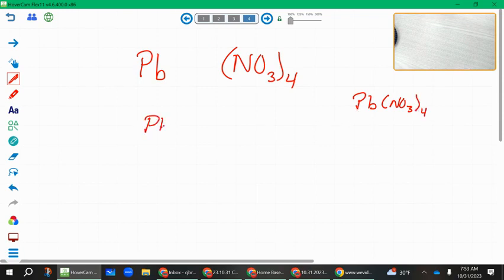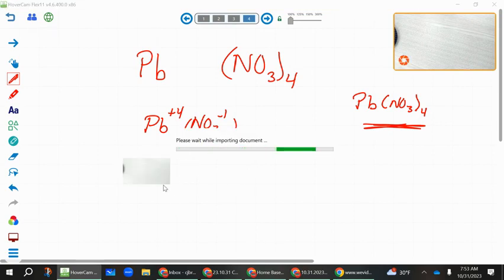Also, don't do this. Don't leave the charges in there. Don't leave the charges up above. When you're writing a final formula like this, ladies and gentlemen, there are no charges in it. They are all neutral at that point, okay? Now, we have used that charge to do the crisscross method, but please don't put them in anymore there.